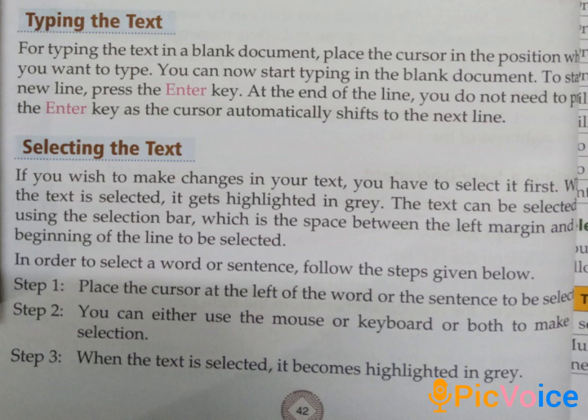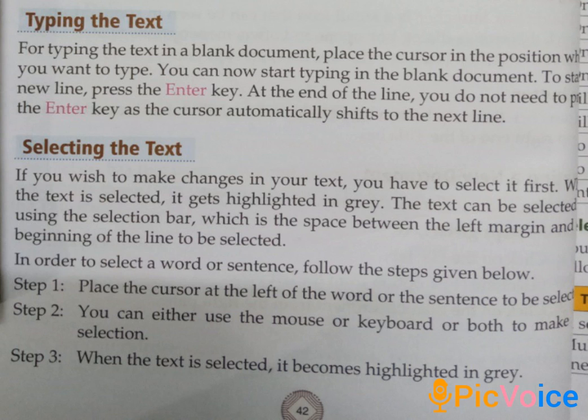In order to select a word or sentence, follow these steps given below. Step 1. Place the cursor at the left of the word or the sentence to be selected. Step 2. You can either use the mouse or keyboard or both to make the selection. Step 3. When the text is selected, it becomes highlighted in gray.